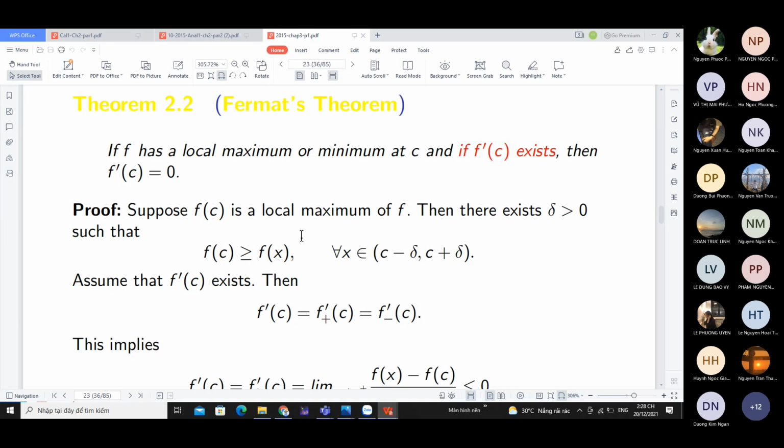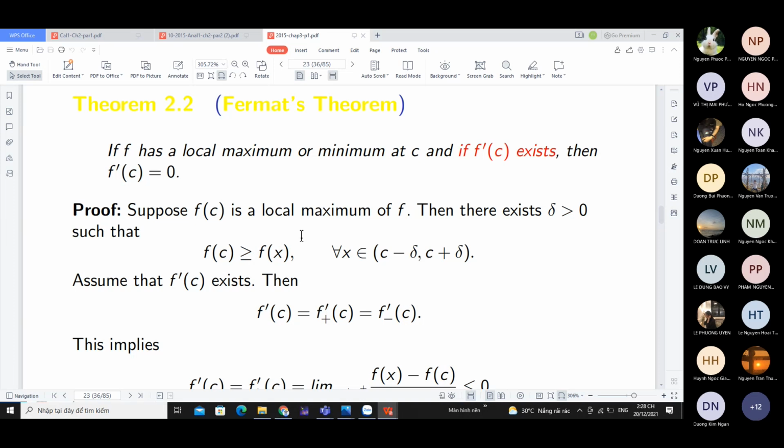So the function f attains a local maximum at c. It means that this number delta is a positive number so that f of c is the maximum value of the function f on the interval c minus delta, c plus delta. It also means you have f of c greater than or equal to f of x for any x in the interval c minus delta, c plus delta. f of c is the maximum value of the function f on this interval.